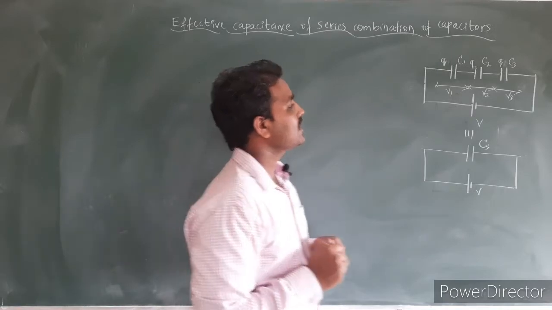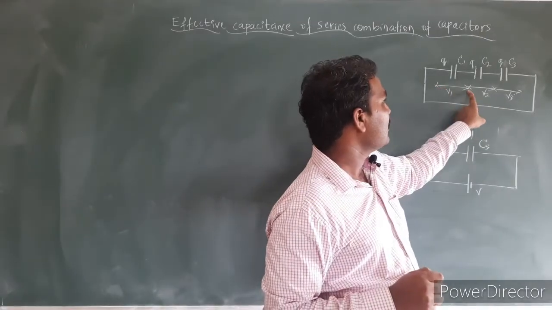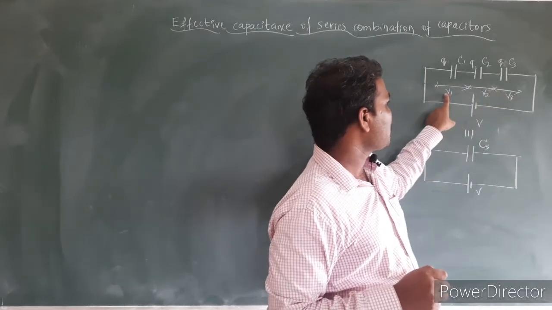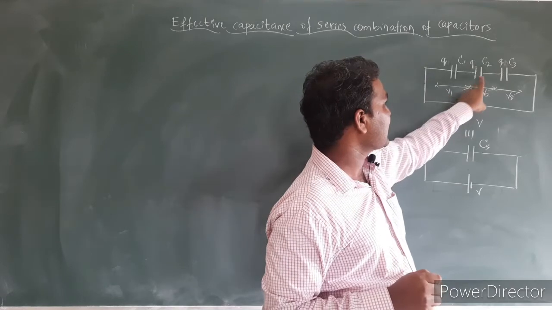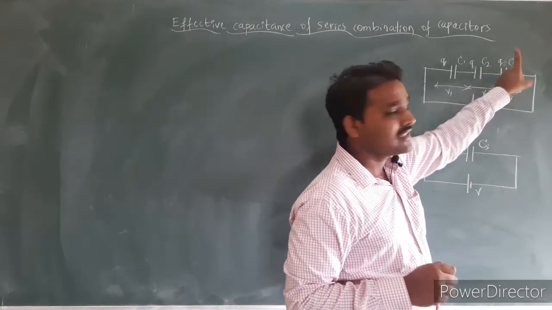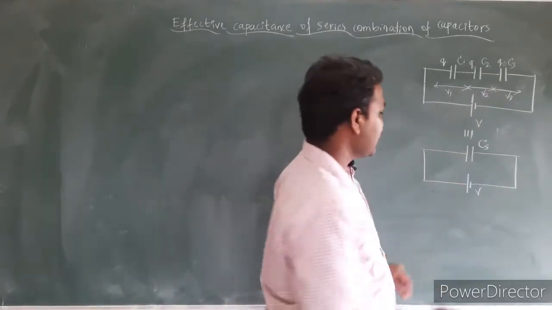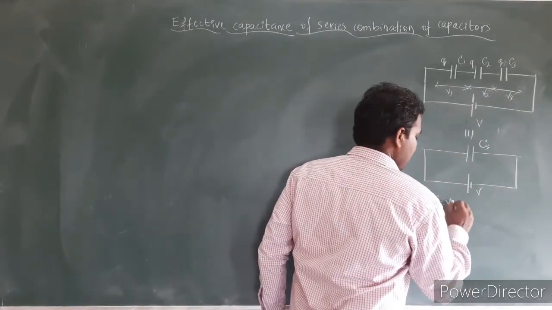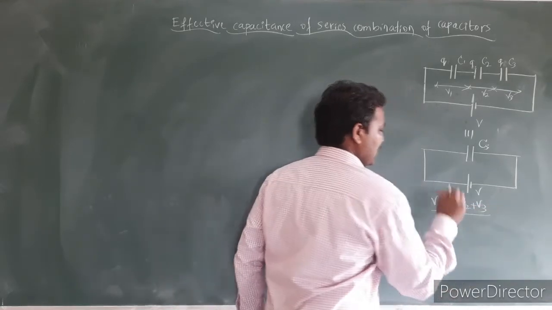Whatever voltage is supplied, that voltage gets divided across all these capacitors. The potential drop across the first capacitor, I call it V1, across the second capacitor, I call it V2, and the potential drop across the third capacitor, I consider it as V3, so that V is equal to V1 plus V2 plus V3.